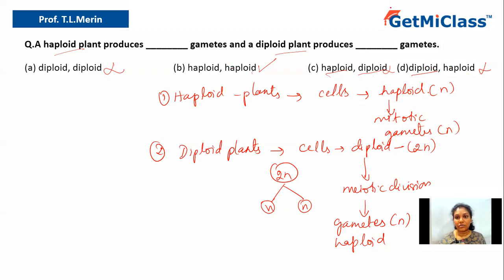So let us conclude the answer. So what is the right answer? The answer is option B, that is haploid haploid. So both types of plants will produce haploid gametes.